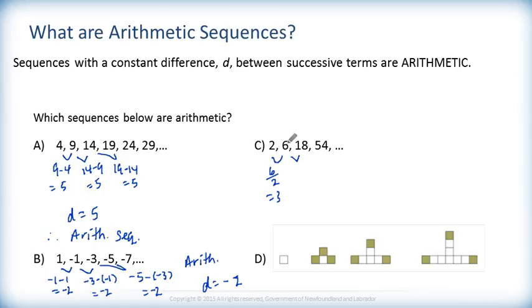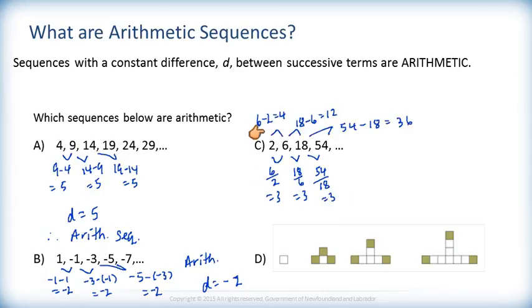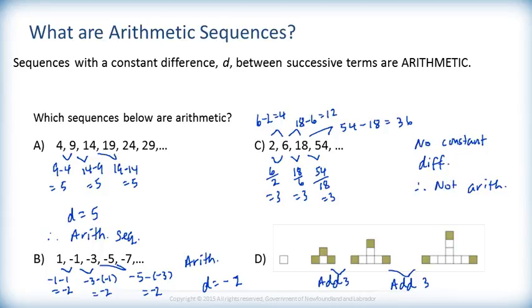The next one, if we divide a term by its previous term, we get a constant ratio of 3. So we can multiply each term by 3 to get to the next one. But if we check the constant differences, there isn't one. Therefore, we do not have an arithmetic sequence. Now this next one, we're adding 3 blocks on to the figure, or 3 squares on to each figure. So it's 4 minus 1 would be 3, and 7 minus 4 would be 3, etc. So that one's arithmetic. d is equal to 3.